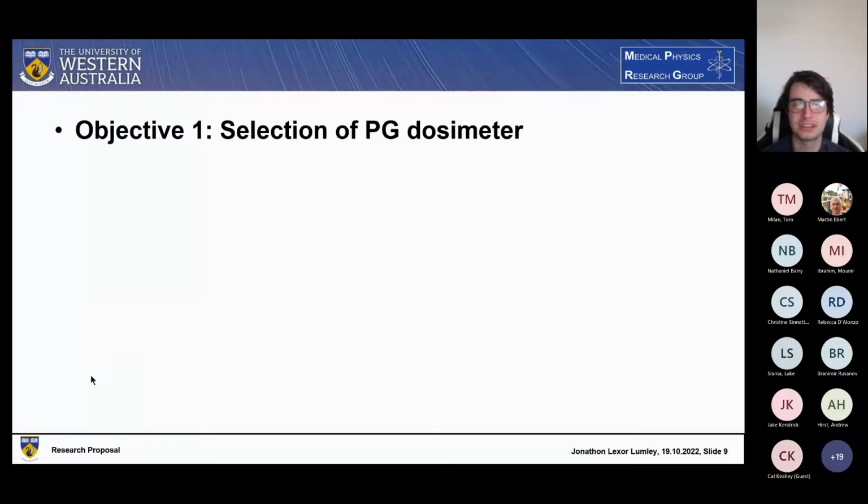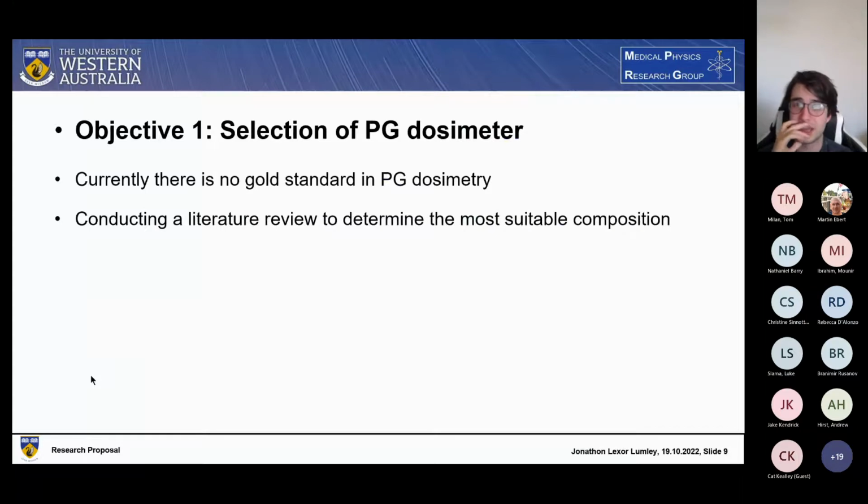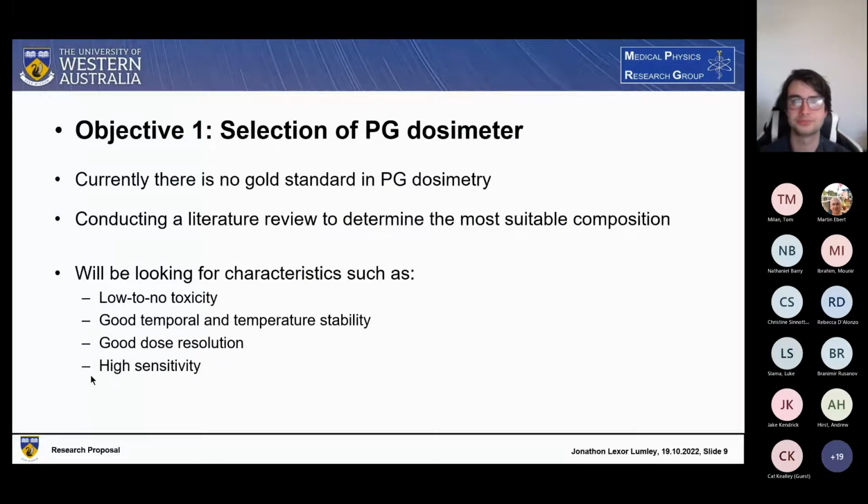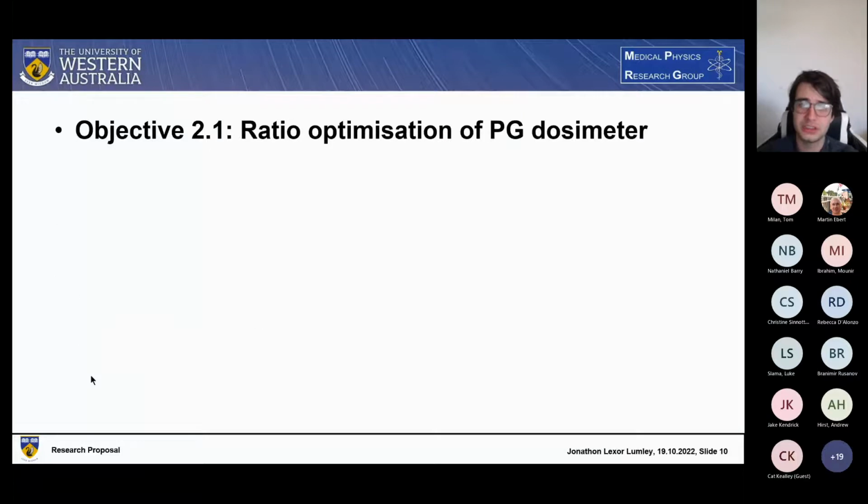For this reason, there is currently no gold standard in PG dosimetry. So a comprehensive literature review will be carried out to allow direct comparison of these different compositions, allowing us to base a choice of PG dosimeter on characteristics which would be most suitable within the clinical environment. These characteristics will include low to no toxicity, good temporal and temperature stability, good dose resolution, and high sensitivity. Once we have our dosimeter, we'll move on to objective 2, the ratio optimization of the gel dosimeter.